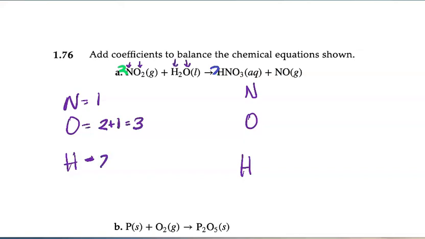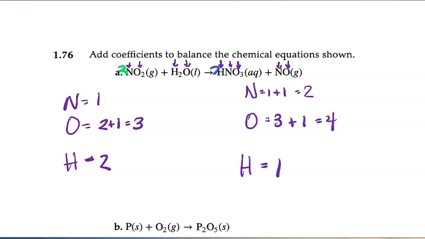Hydrogen, we have 2. Look in your products. Nitrogen, I have 1 there and I have 1 there. So 1 plus 1 gives me 2. Oxygen, I have 3 here, 1 here. So 3 plus 1 gives me 4.